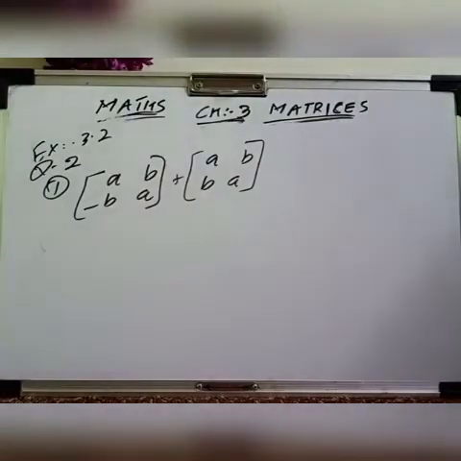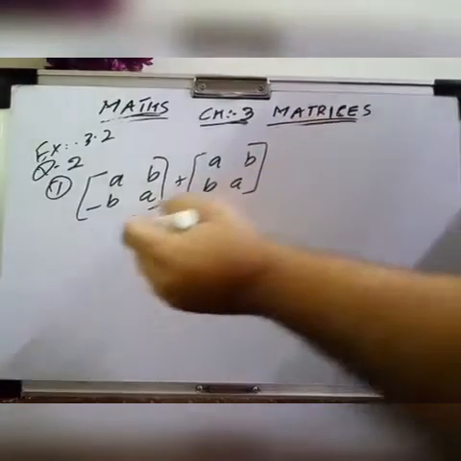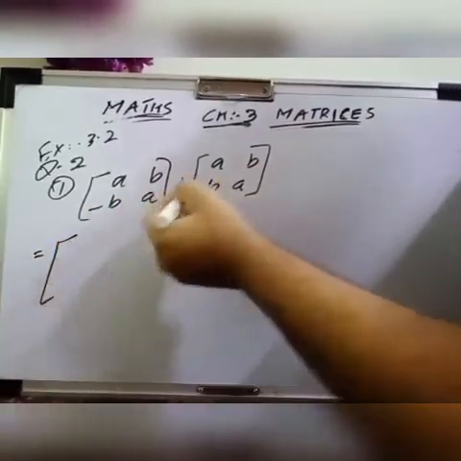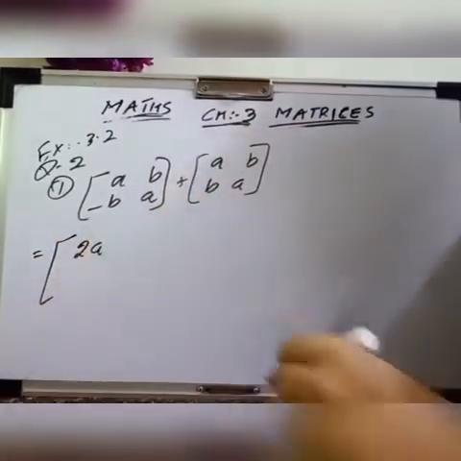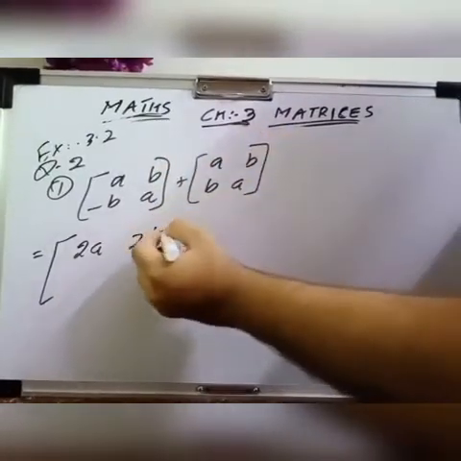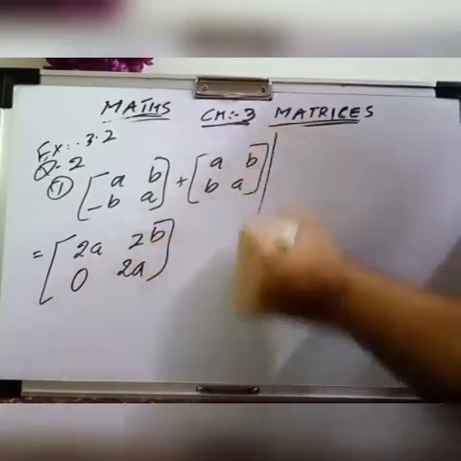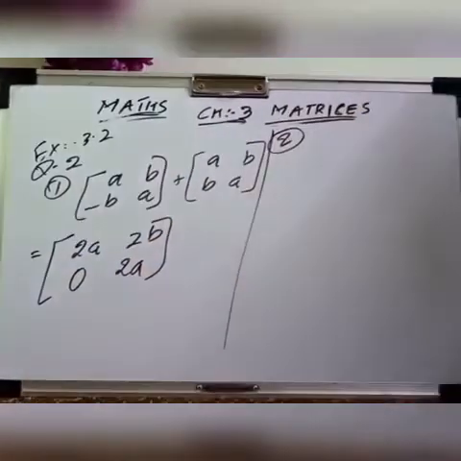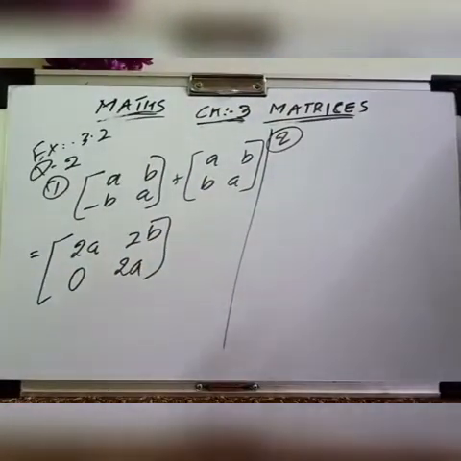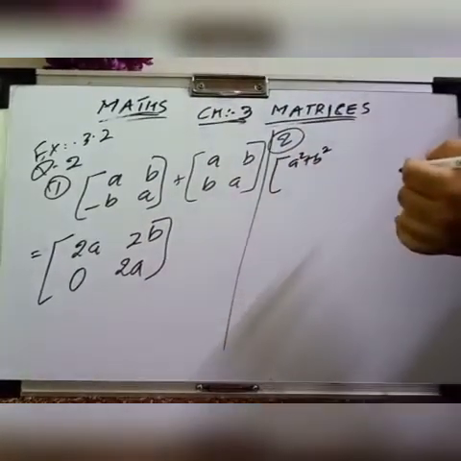Let's try to understand the second question. We have 4 sub questions in that. Here we are asked to add, as the order of these two matrices is same, I can add corresponding elements. A plus A, 2A, B plus B will be 2B, minus B plus B 0, and this is 2A. Right.